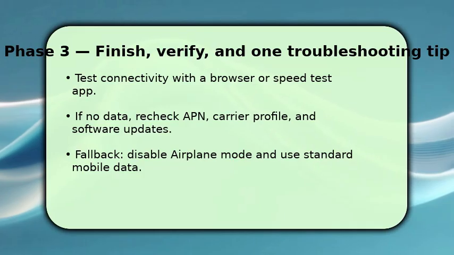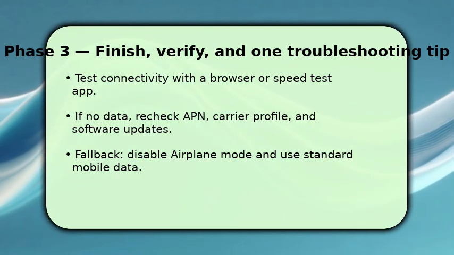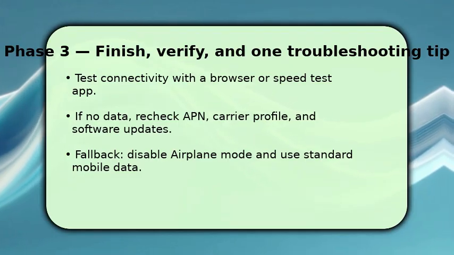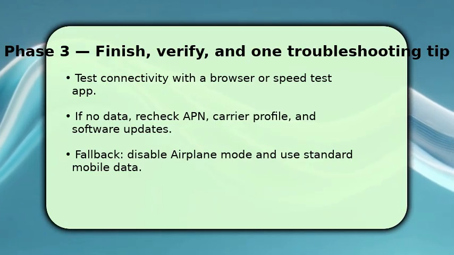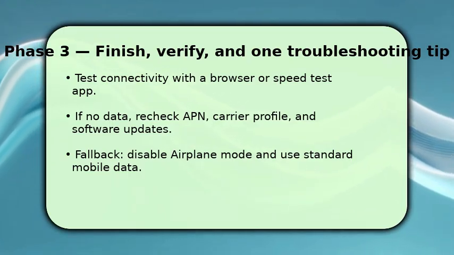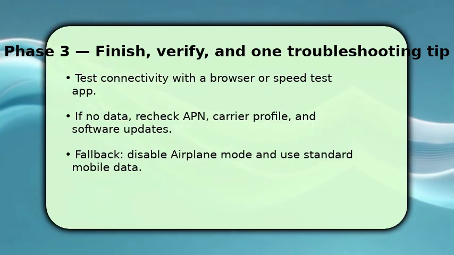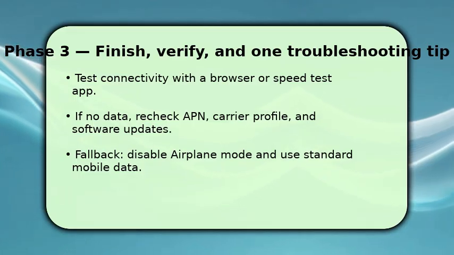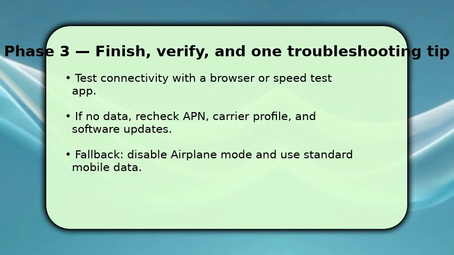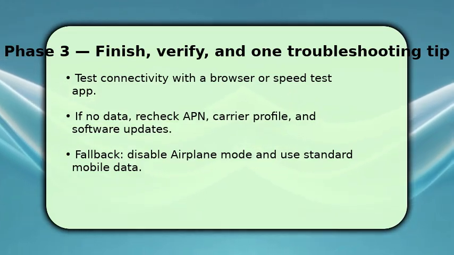Finish by testing connectivity. Open a browser or run a speed test to confirm mobile data works in airplane mode. If it fails, make sure APN values match your carrier, confirm the correct SIM is selected for data, and check for Realme system updates that change behavior. You can also toggle airplane mode off briefly to reset the carrier profile. If nothing works, disable airplane mode and use normal mobile data. This pinpoints whether the restriction is firmware or carrier enforced.